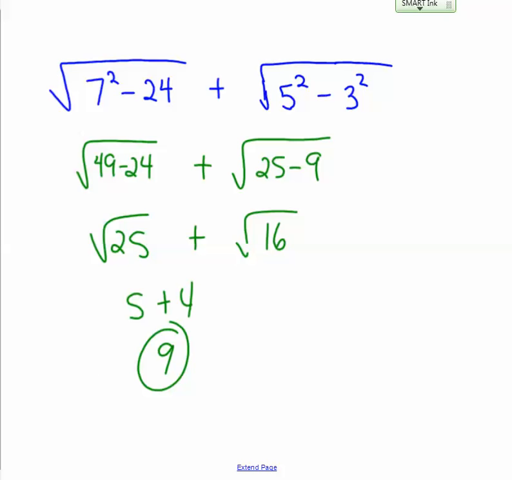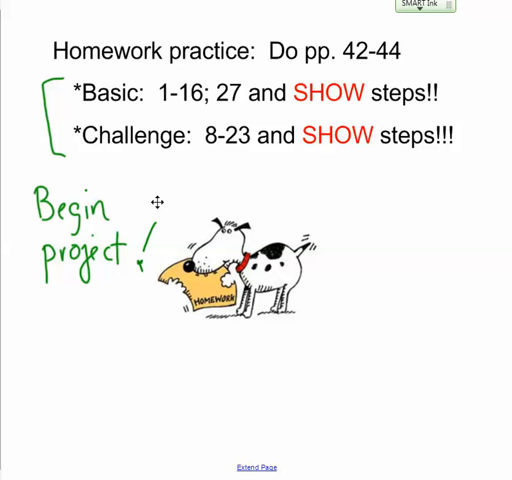So after we finished the secretary and the boss, I had you pull out your planners. Time was up. So you have a choice. You can do the basic, 1 through 16 and 27. Show me all your steps. And on the same pages, you could do the challenge, 8 through 23. Show all your steps. And you should get started. Spend about 10 minutes on your project between now and Wednesday, or now and Thursday if you're in Tuesday's class, to get started on that. That's it.